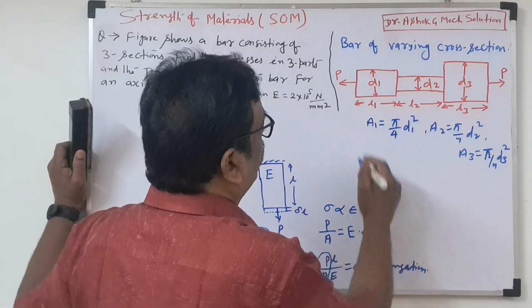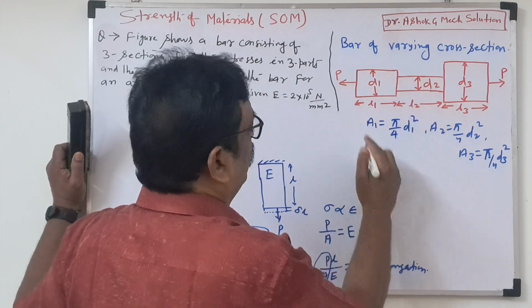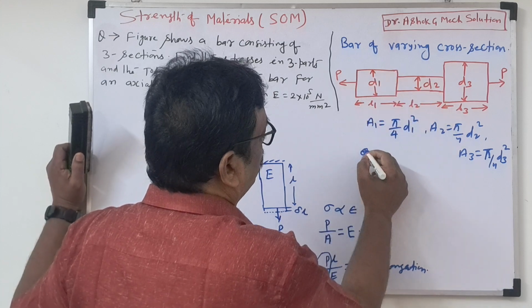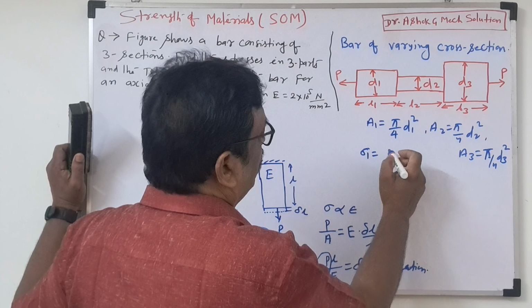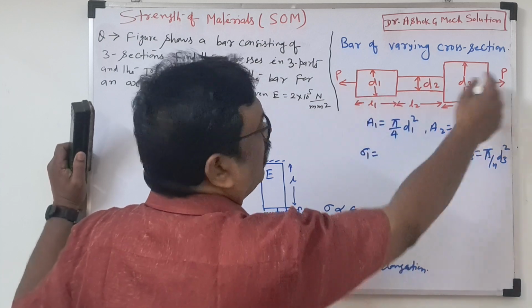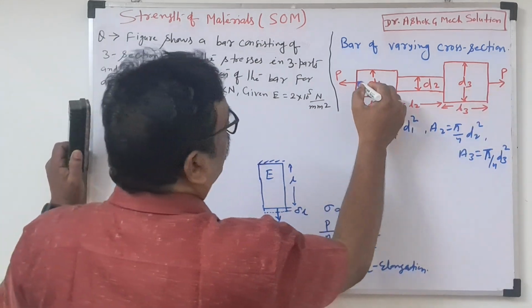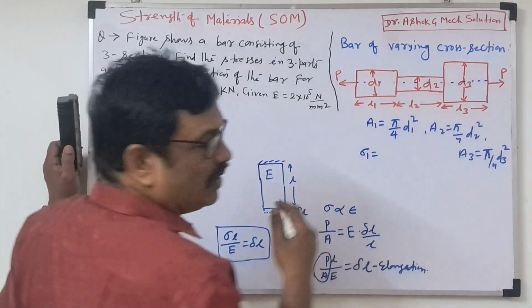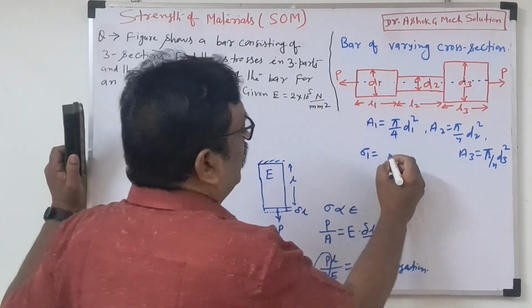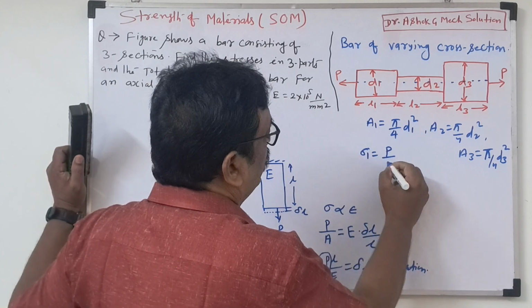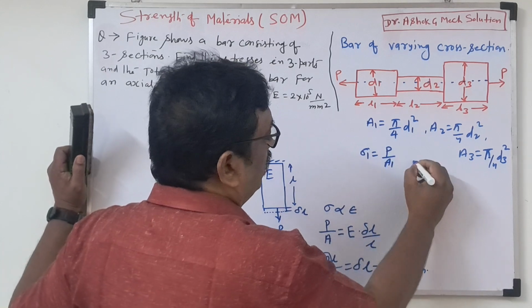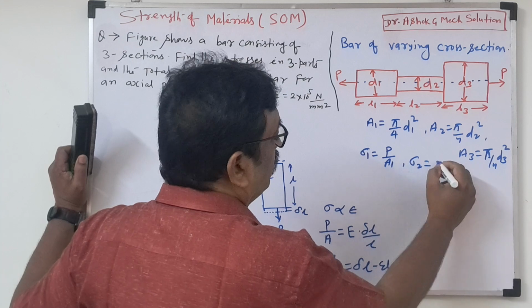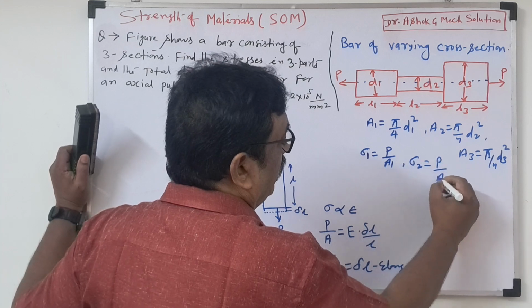If we want the stress for a particular block, the first block, the symbol for stress is sigma. P will be the same for all the blocks, because this load is an axial load. So P will be the same for all blocks. So the stress in the first block is internal force per unit area, P by A1. What is the stress 2? P by A2.